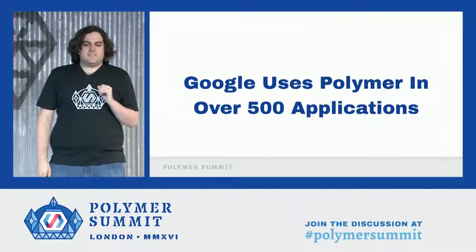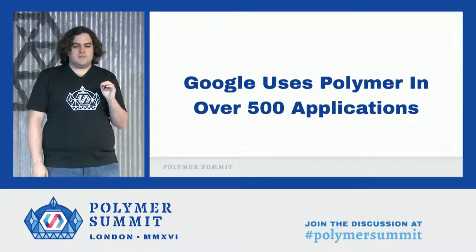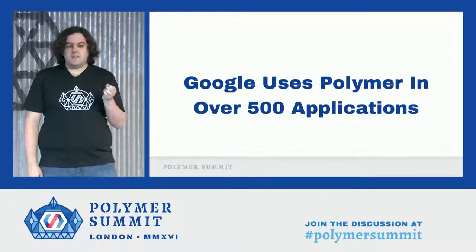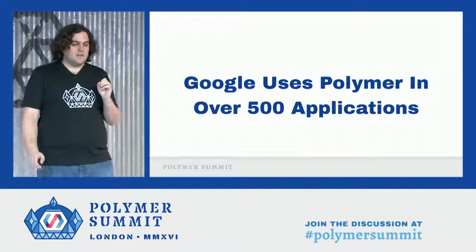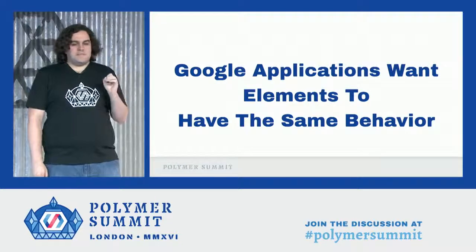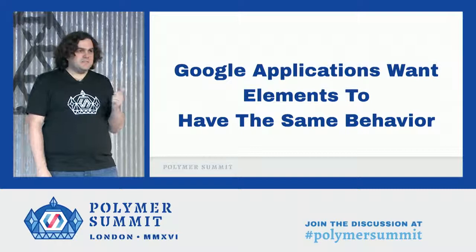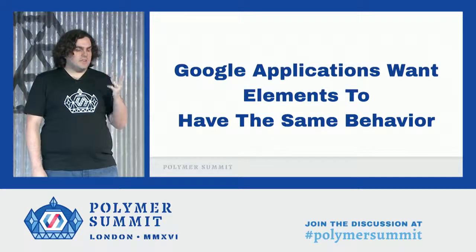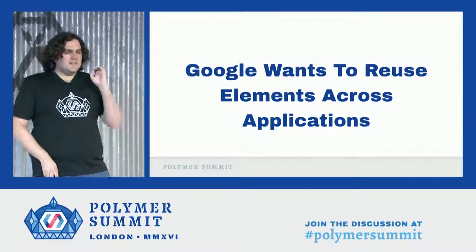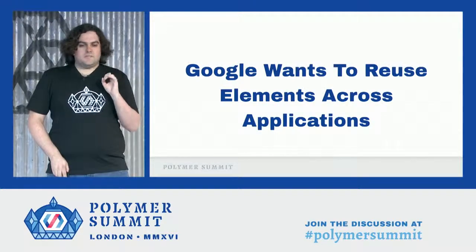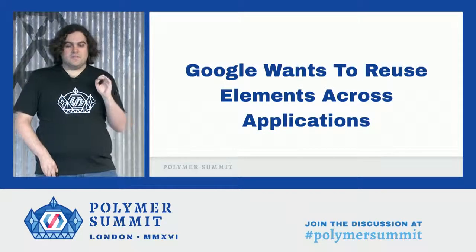And here's a real-life example. Google uses Polymer in over 500 applications. Some are public, some are not, but all of them have to pass a high bar of quality for their users. And in these 500 applications, Google wants elements to have the same behavior. Buttons, checkboxes, dialogues, sliders, everything should be consistent. And this means that Google wants to reuse elements across applications so that the application developers don't have to duplicate all the same behaviors.